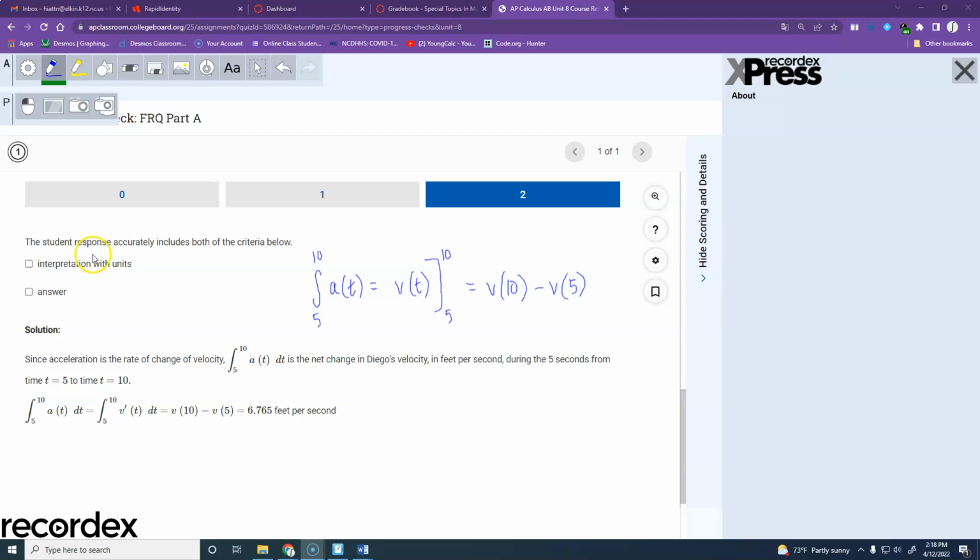If it says indicate units of measure, there's a point probably somewhere for that. So be careful. All right. Okay.